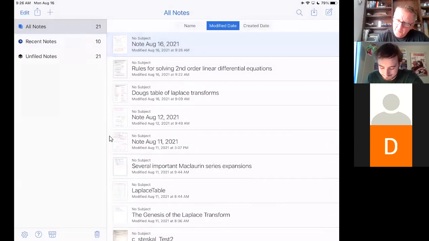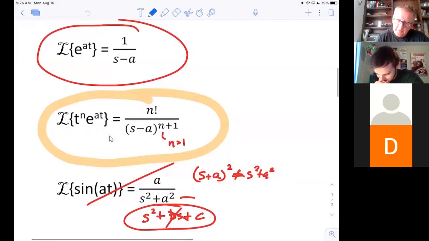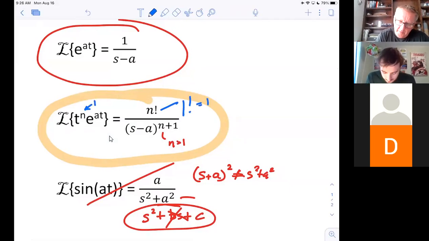Because isn't that second one exactly what this is saying? In other words, if n is 1, then that's 1 factorial, which equals 1. And if n is 1, notice over here n is 1, so that would be t e to the at. So don't I know one of those now, or at least part of one of them? That's kind of cool, isn't it?